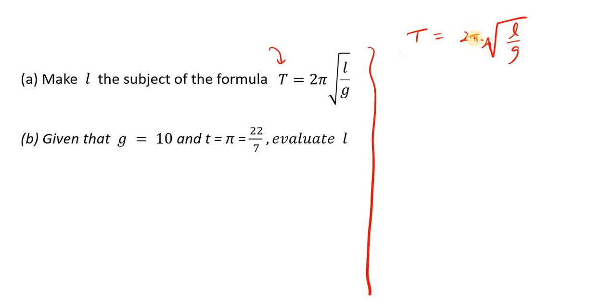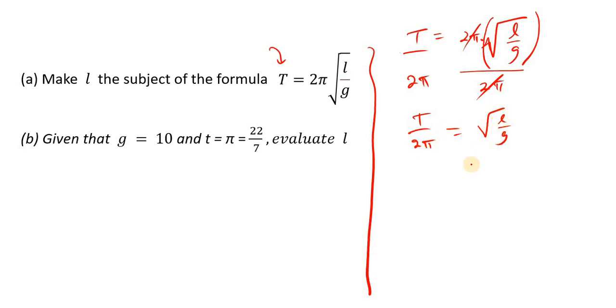So to remove the 2 pi, we're going to need to do what? 2 pi is actually multiplying this quantity, the square root of L over G. So to get rid of it, we use division. So we're going to divide over here by 2 pi and divide over here as well by 2 pi. Now what this does, 2 pi cancels 2 pi, and so we have T over 2 pi equals the square root of what? L over G.